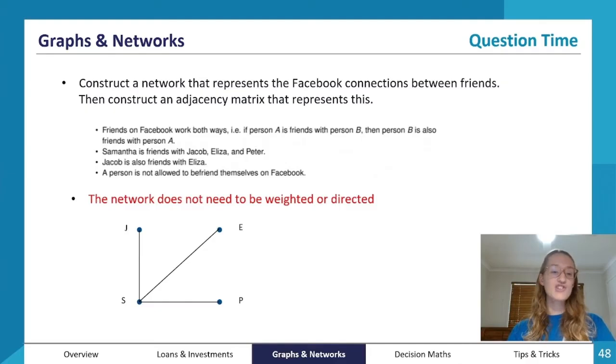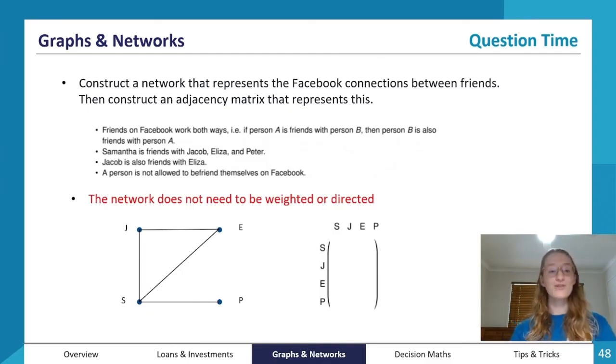So next we can see that Jacob is also friends with Eliza. So I'm going to add a connection from J to E. And we know that a person is not allowed to befriend themselves on Facebook, so we have no loops. So we can see that there is our graph or network.